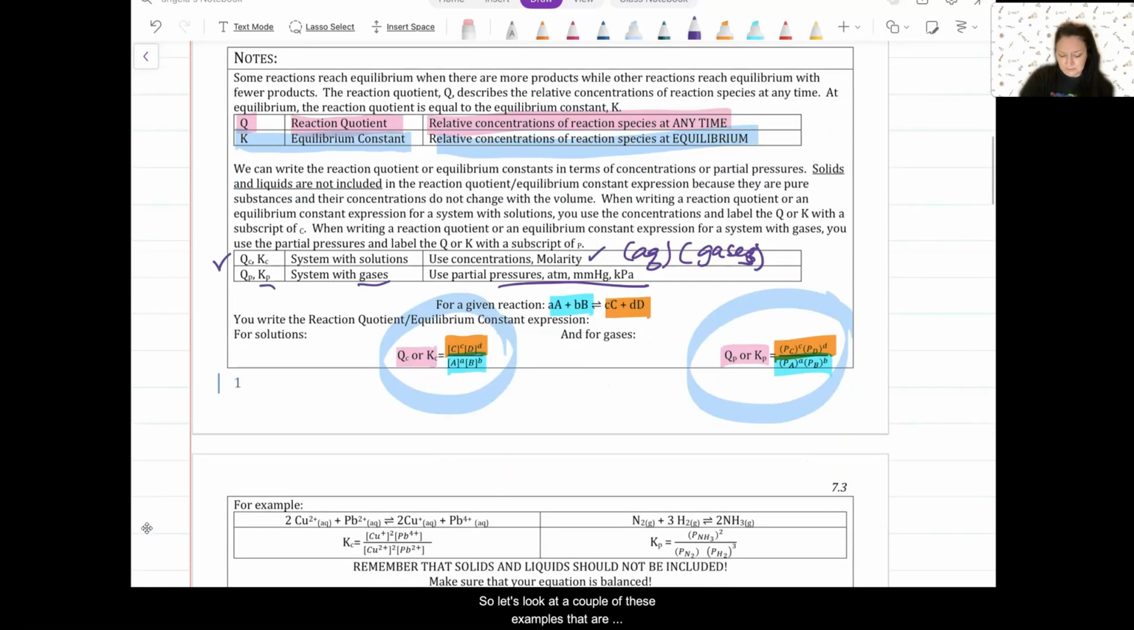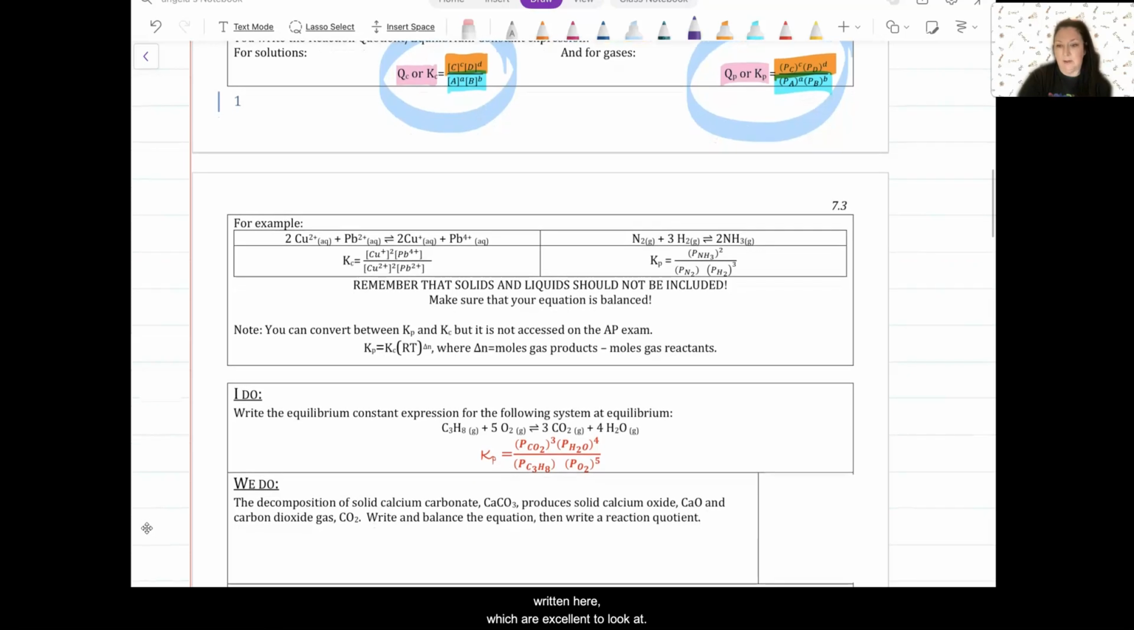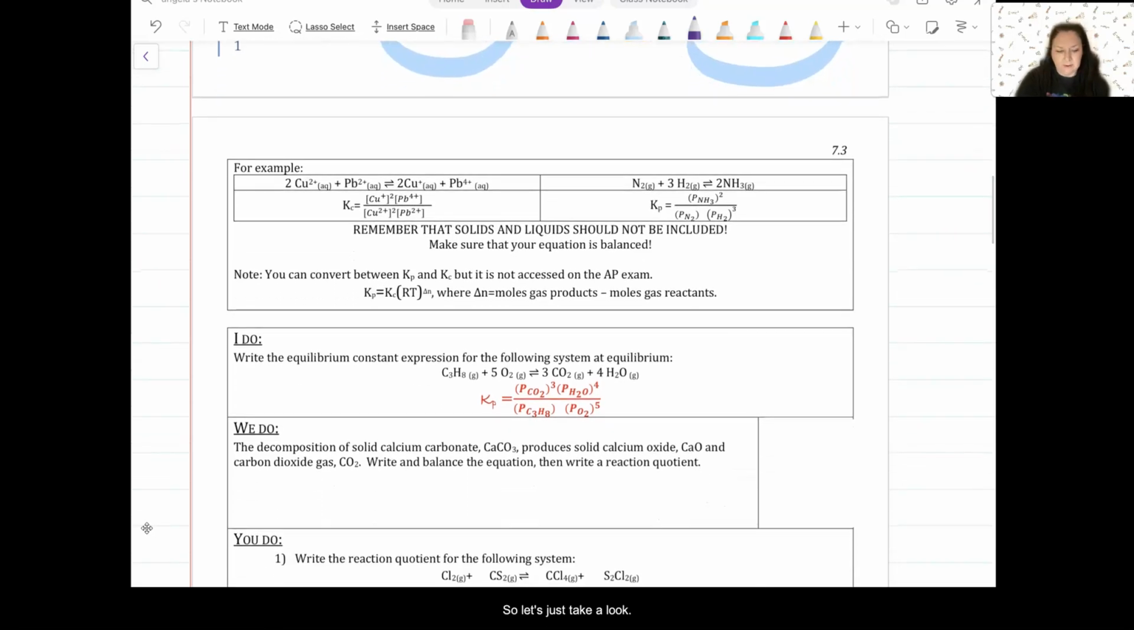Okay, great. So let's look at a couple of these examples that are written here, which are excellent to look at. So let's just take a look. We have this equation. Okay, so for this one, we're going to write a KC expression for sure. Why? Because they're all aqueous. So they're all aqueous, so I'm going to write a KC.